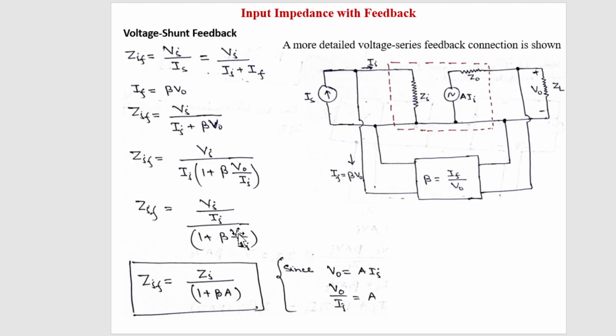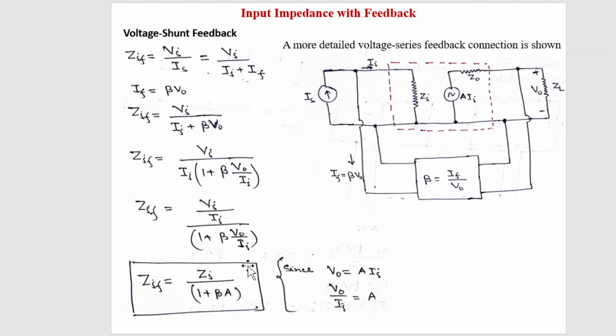And if you see this V naught divided by Ii, that is basically equal to how much? That is equal to the gain without feedback. So V naught upon Ii is equal to gain. So that means ZIF, input impedance in voltage shunt feedback, is equal to Zi, that is the input impedance without feedback, divided by 1 plus beta into A.